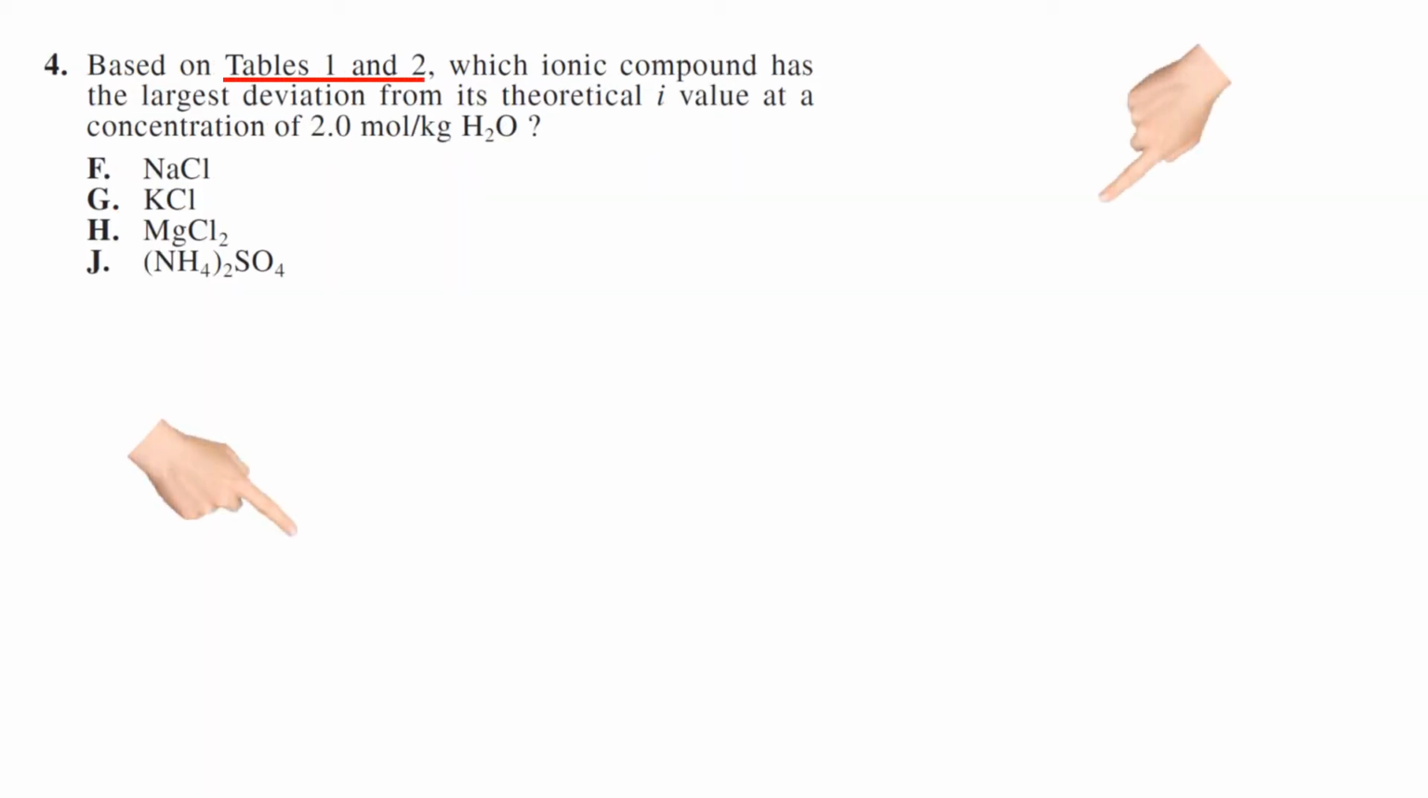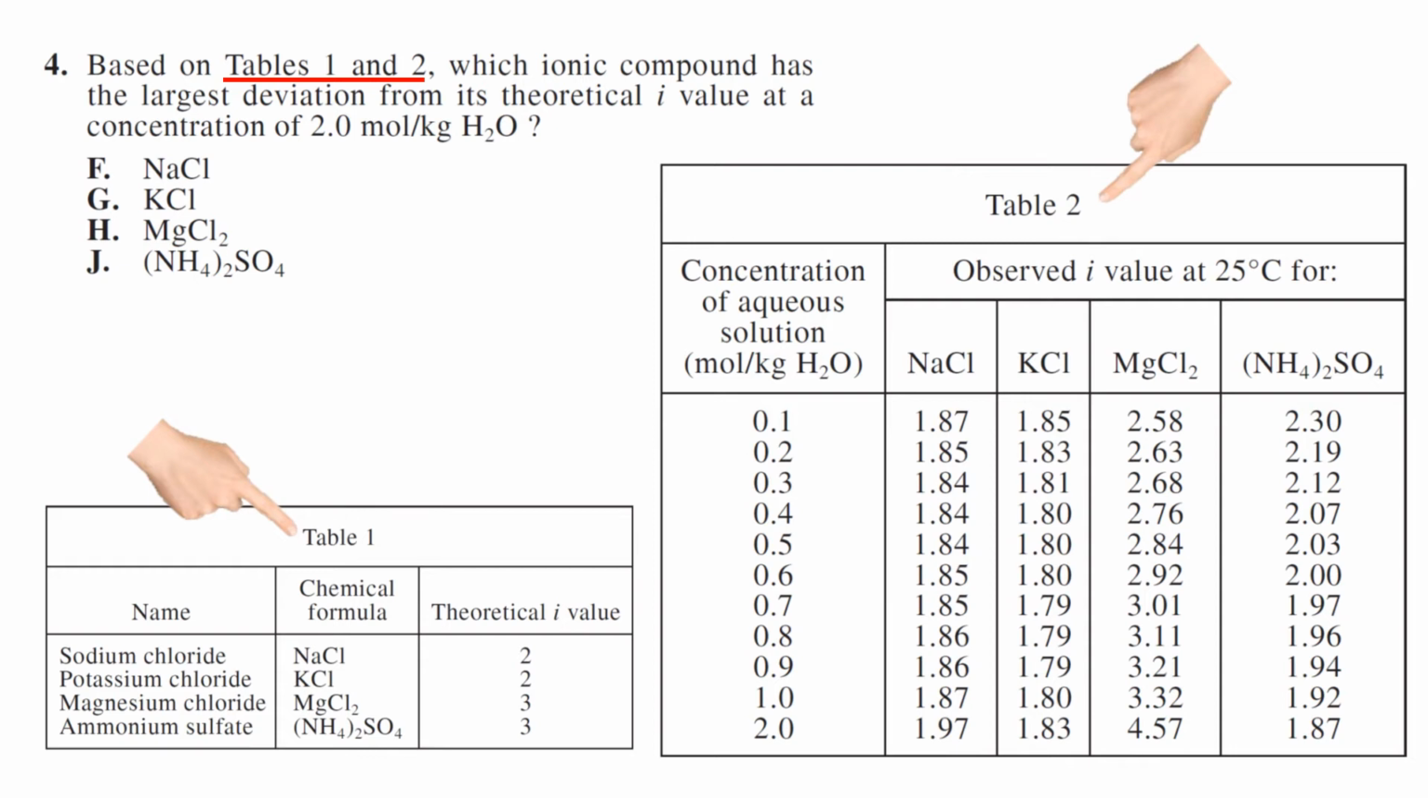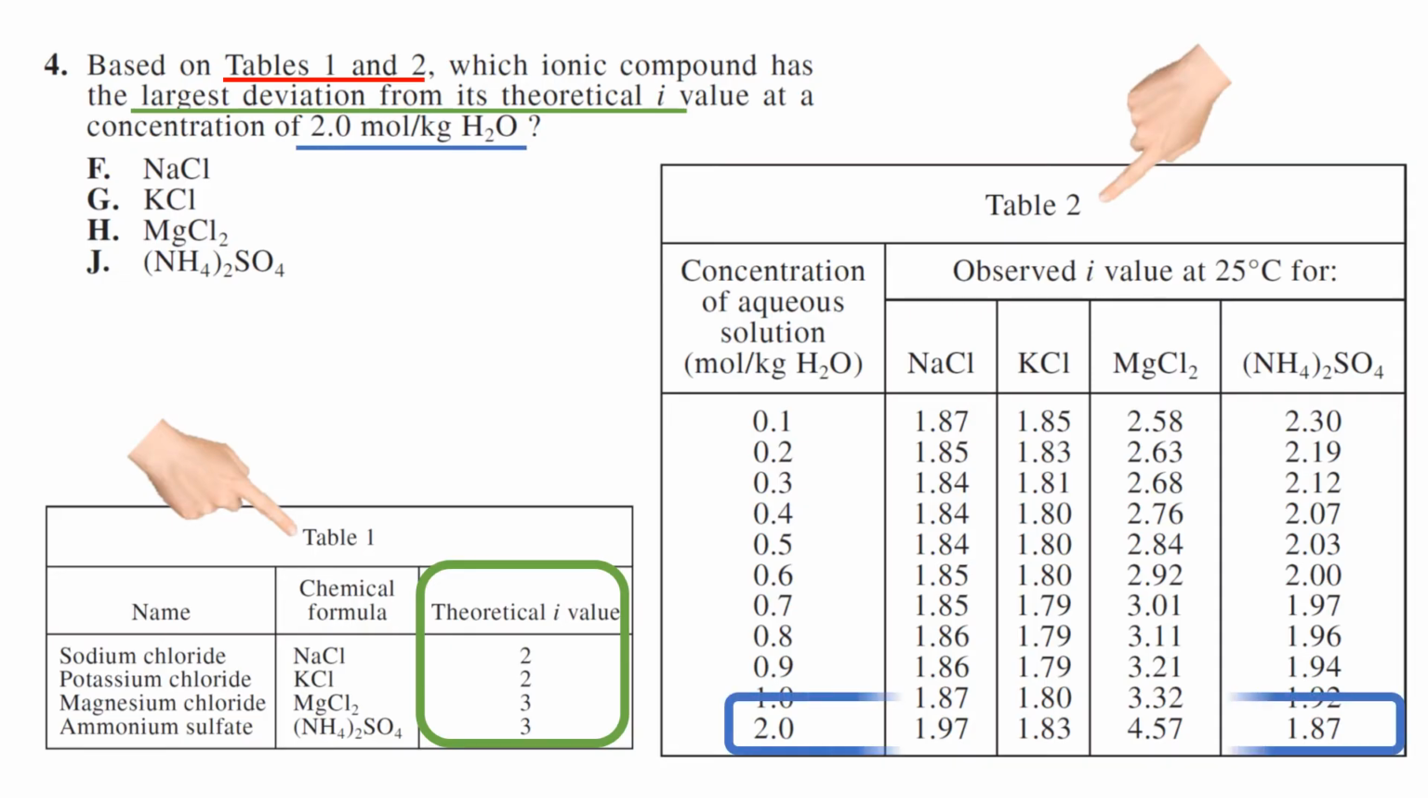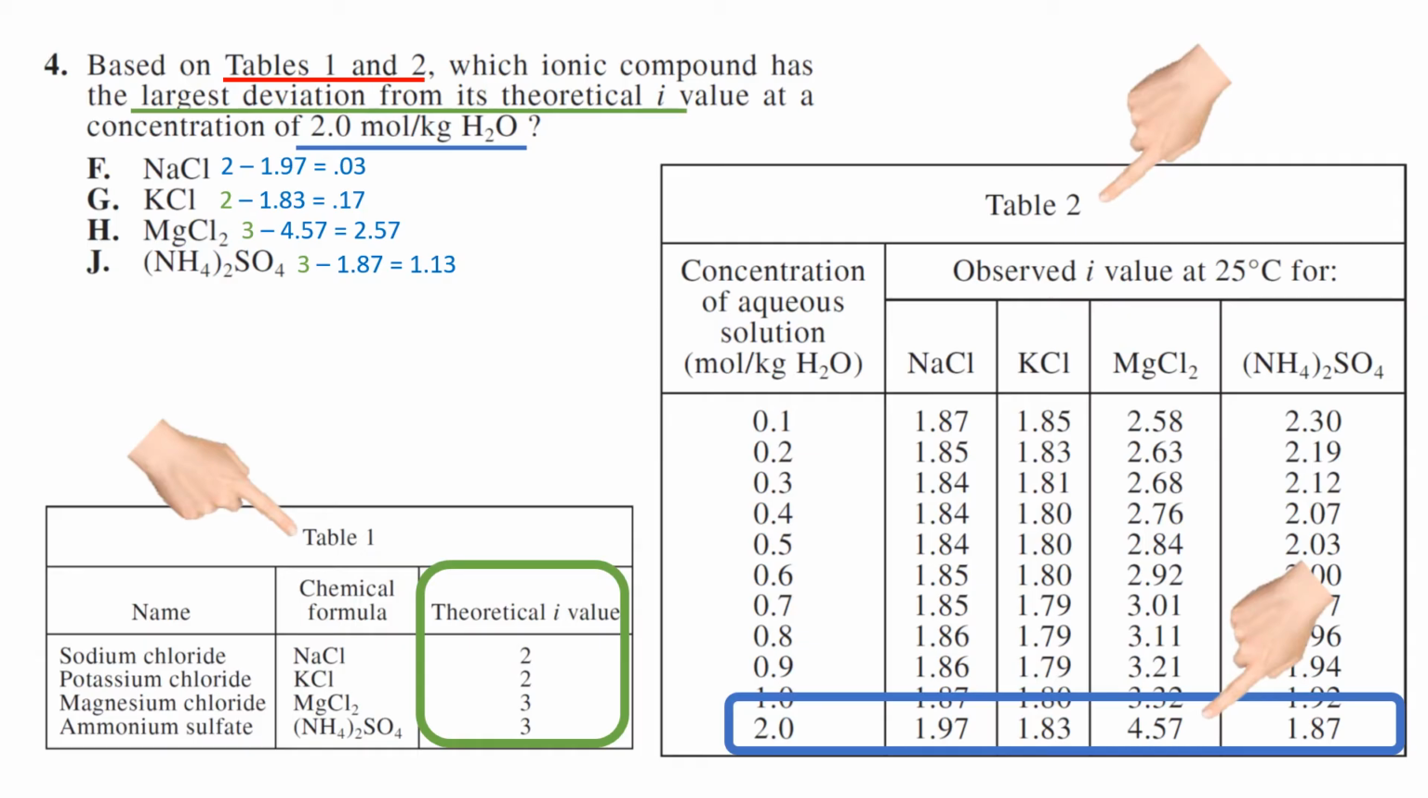Based on tables 1 and 2, which ionic compound, so which of the compounds listed, has the largest deviation from its theoretical value? So theoretical value is in table 1 at a concentration of 2. Make sure you look at 2 and not accidentally 0.2. And then you just calculate the difference between the theoretical value and the observed value. We see the greatest difference in magnesium chloride. So H.